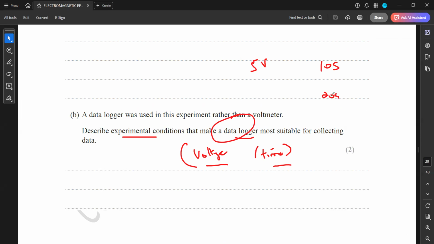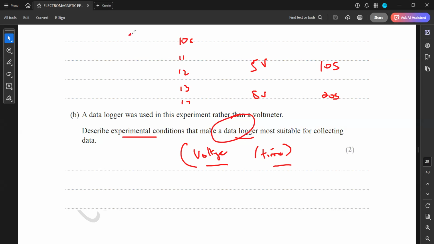Then after 20 seconds, we measure another voltage. Let's say 8 volts was there. But if you are using a data logger, you will have more values within that time span. For example, a data logger will measure at 10 seconds, 11, 12, 13, 14, and so on.